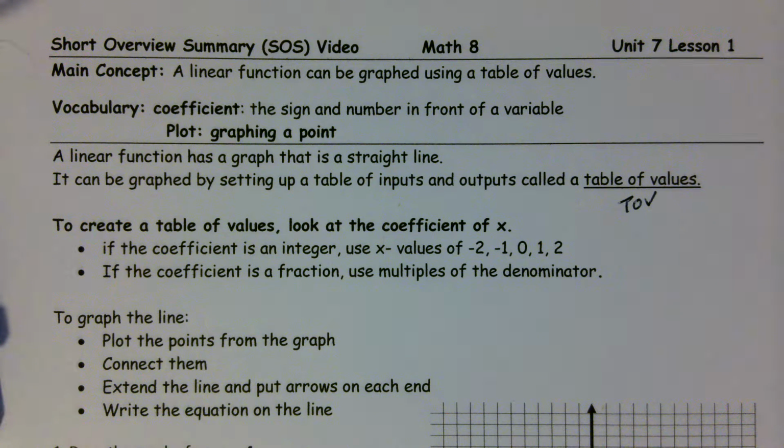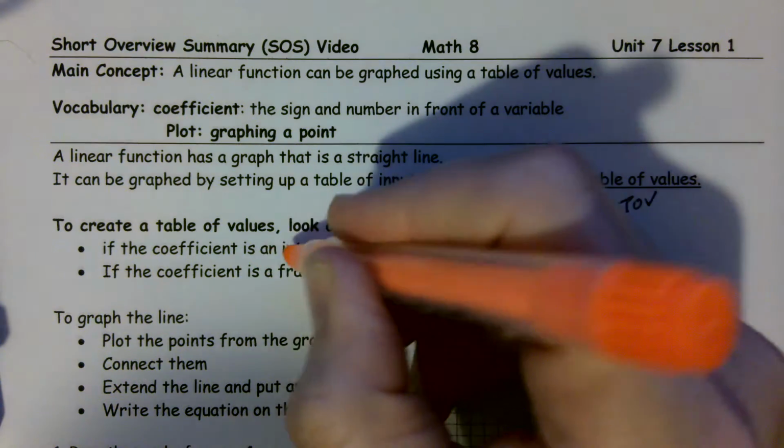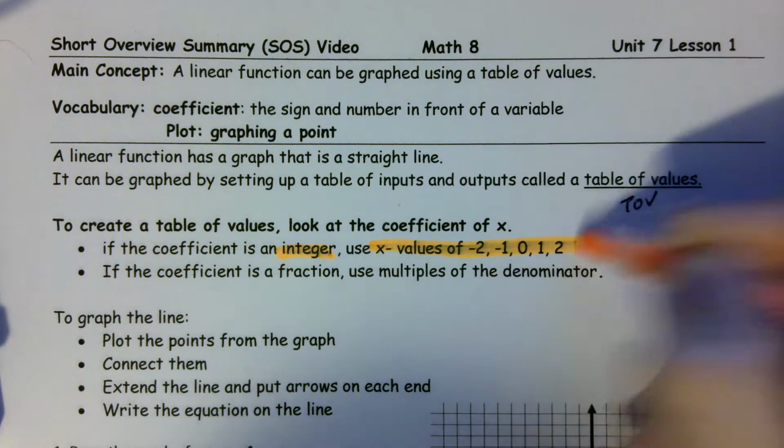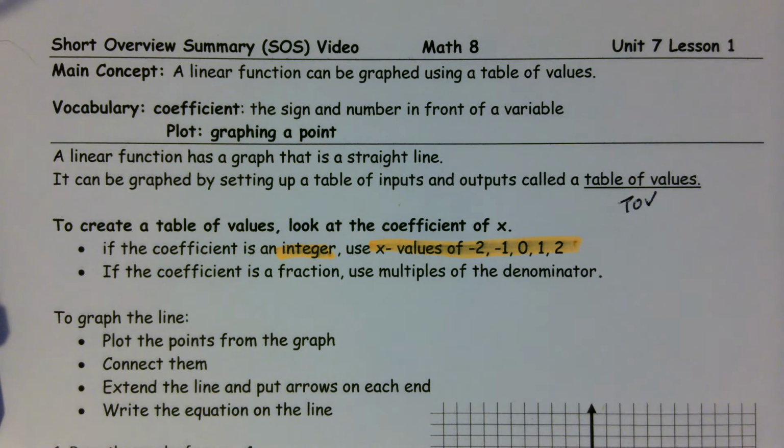To create a table of values, we're going to look at the coefficient of x. So if the coefficient of x is an integer, we're going to use x values of -2, -1, 0, 1, and 2. Because when we use those values, our y value will also be an integer.